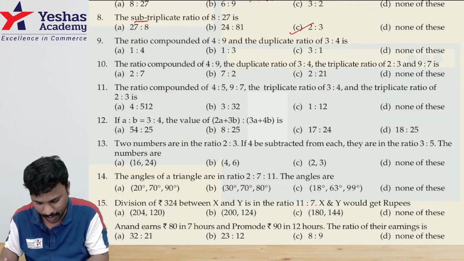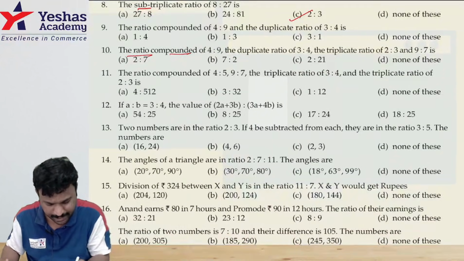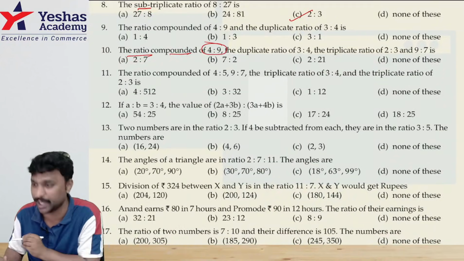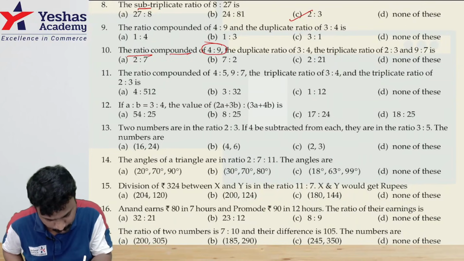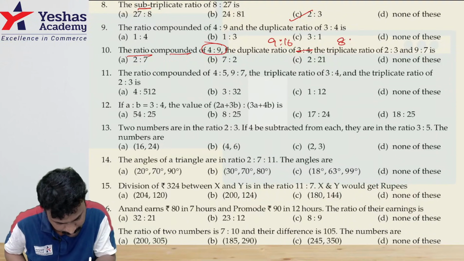Moving on to the next question, question number 10. The ratio compounded of 4:9. Guys, the first ratio is 4:9. There's no change in it. A duplicate of 3:4 means 9:16. And triplicate of 2:3 is 8:27. And the last ratio is 9:7 as it is.